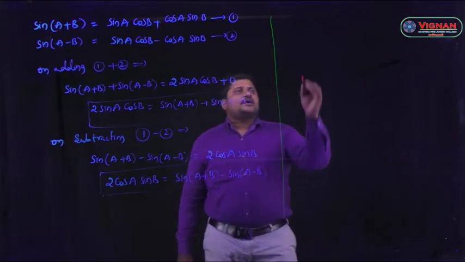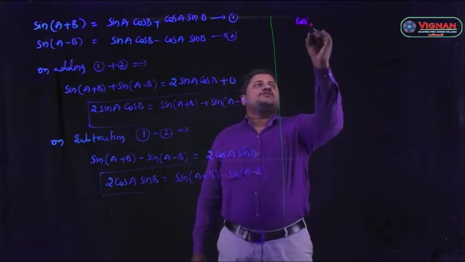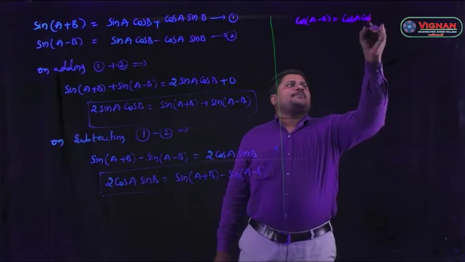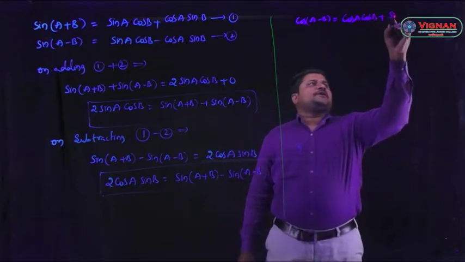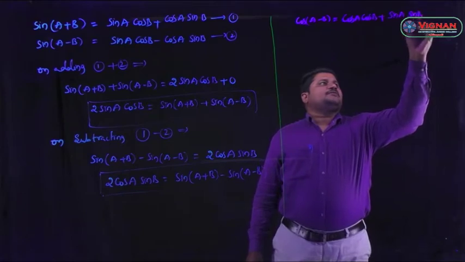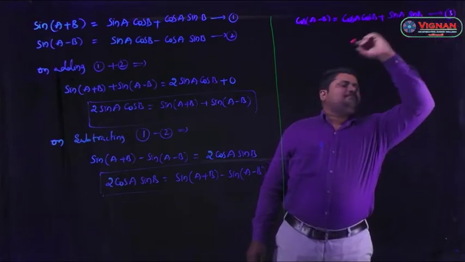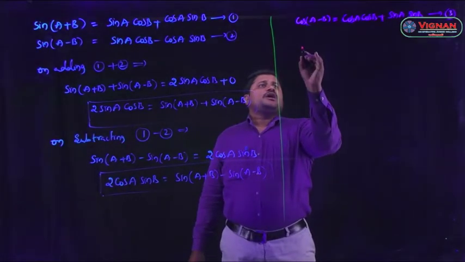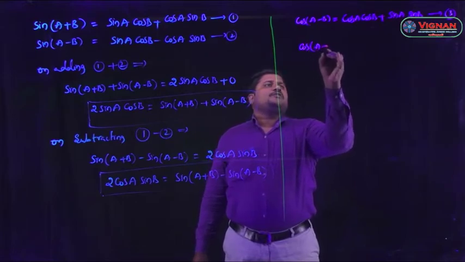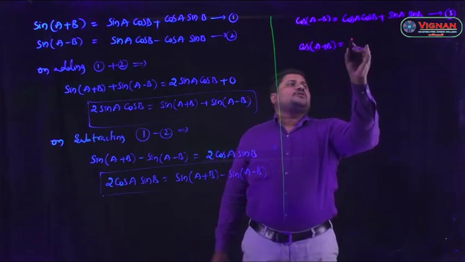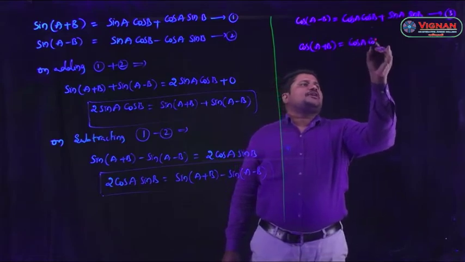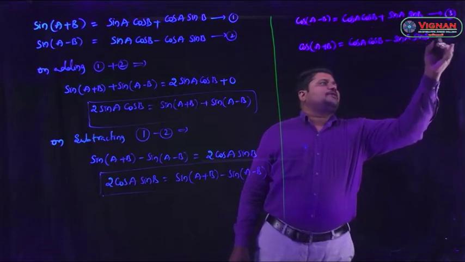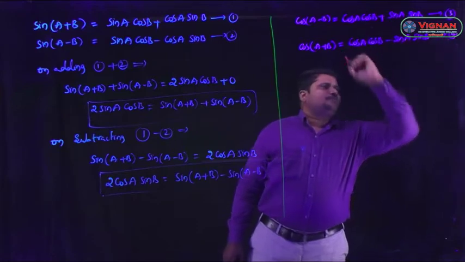You already know cos of a minus b is equal to cos a cos b plus sin a sin b. This is number 3, right? And you know cos of a plus b is equal to cos a cos b minus sin a sin b. This is equation number 4.